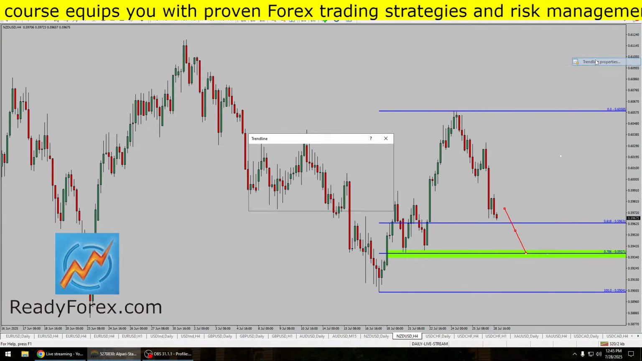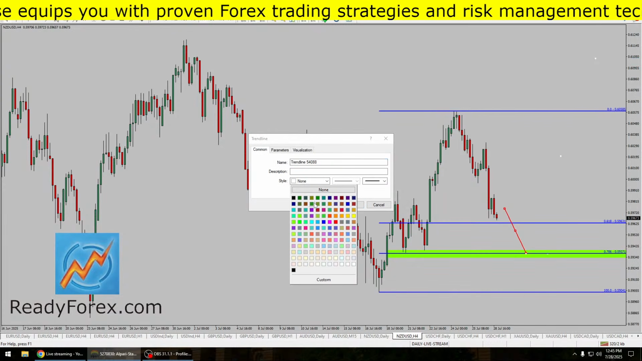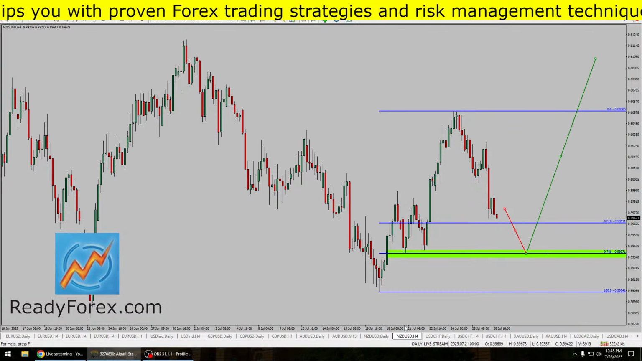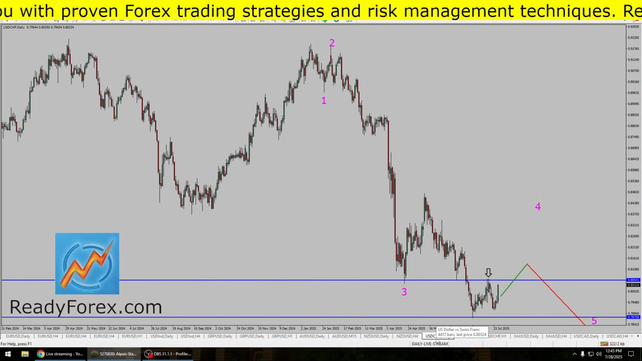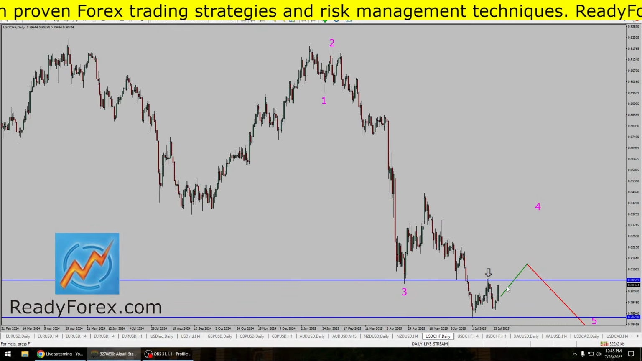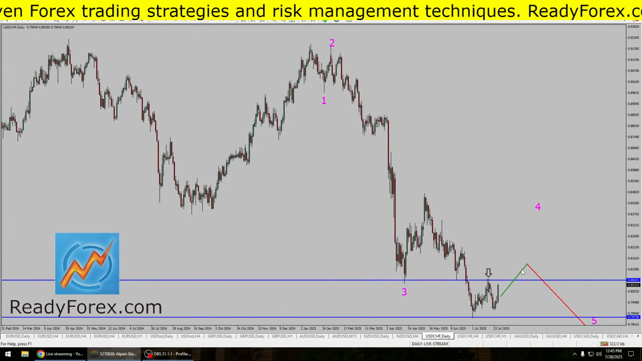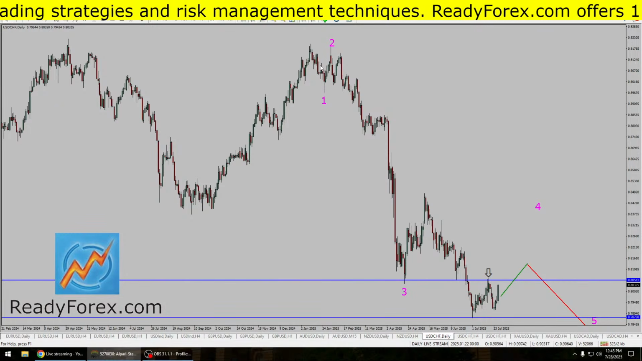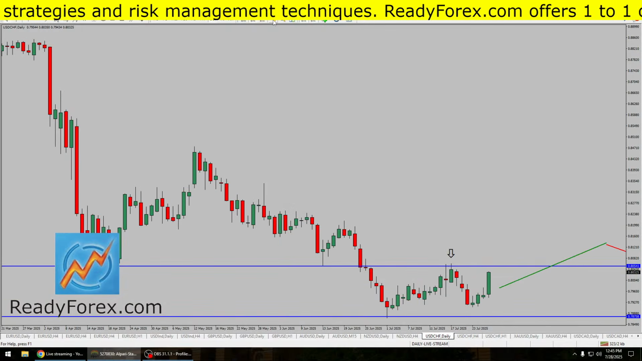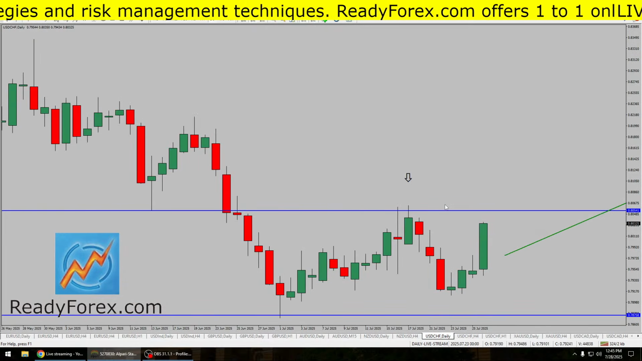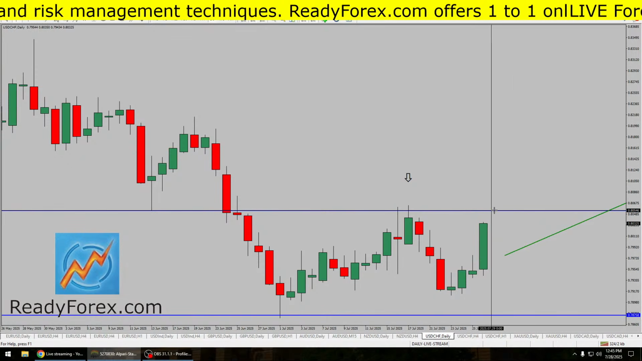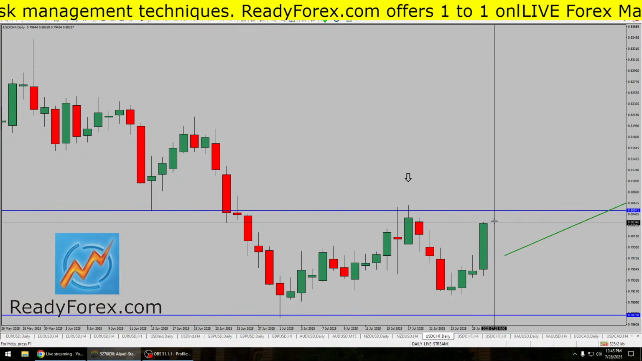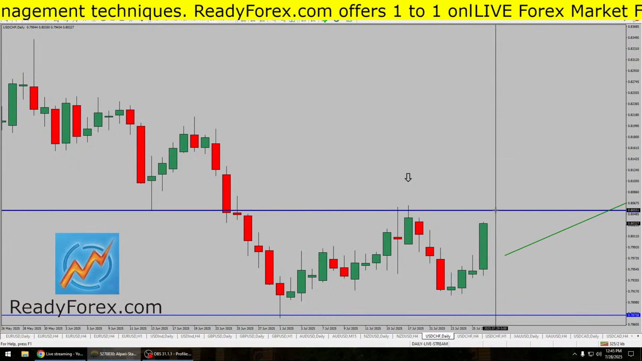Okay, need to change the color to green. Next one is the US dollar Swiss franc, USDCHF currency pair. The way I see it, the market is most likely going to break above the 0.8057 area. Let me zoom in a little bit. So this is the level, 0.8054.